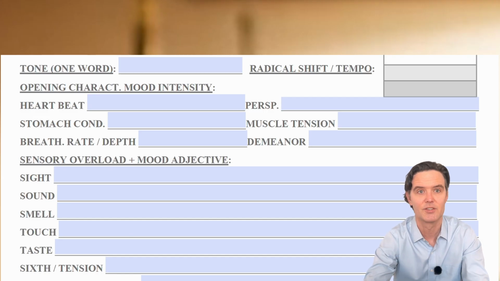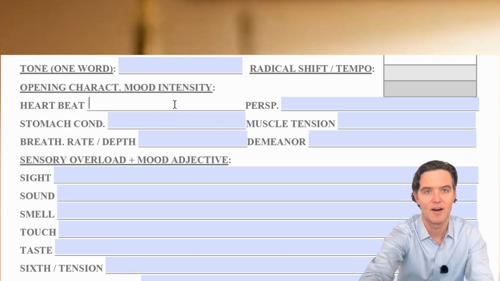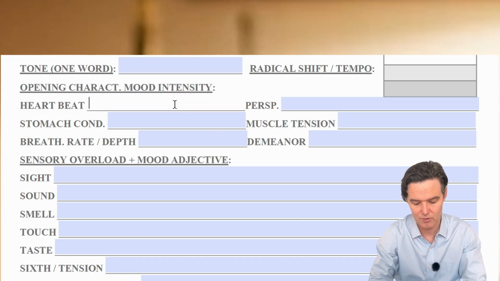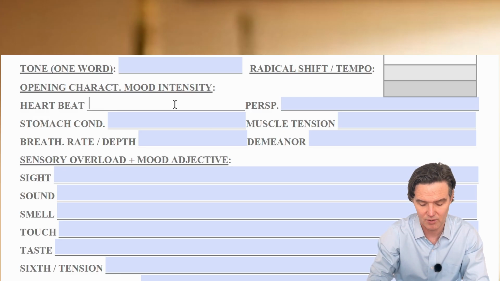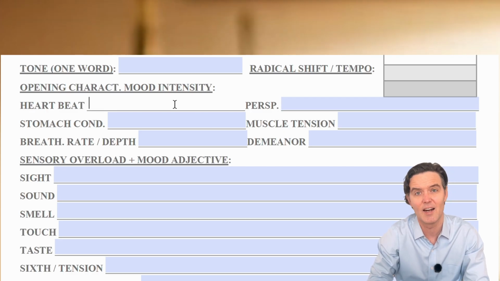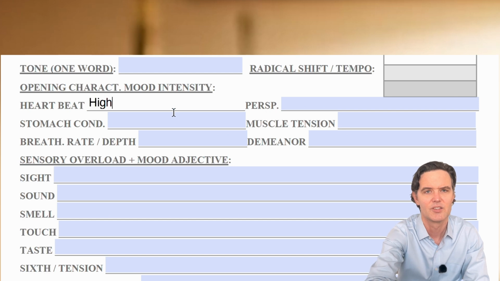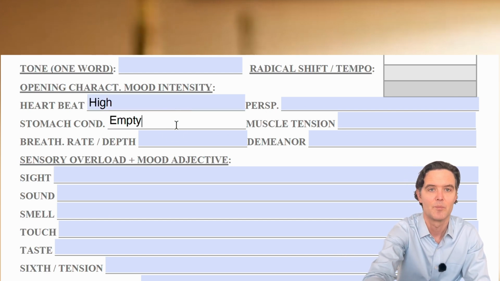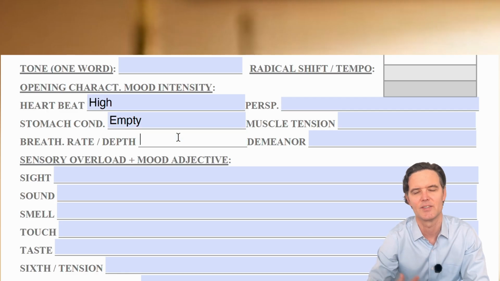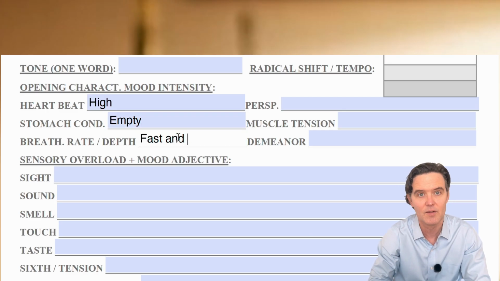So for us, the opening heartbeat of Bob trying to get this sandwich, well, we established in the previous video that he's starving to death, so we'd have to do some research. It's either very low or very high. Any doctors out there? Let's just say high. Keep the stakes high. Stomach condition, as empty as it can be, right? Breathing rate and depth. Is it shallow? Is it fast? What's it like? We'll say fast and shallow.